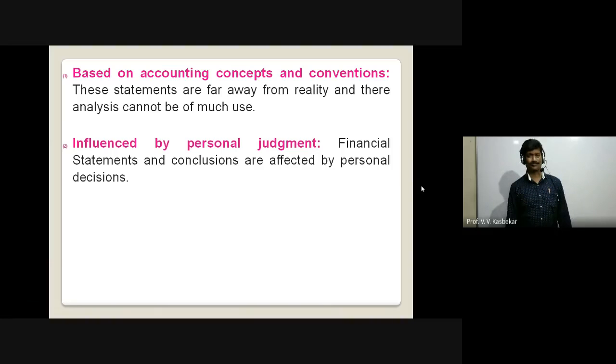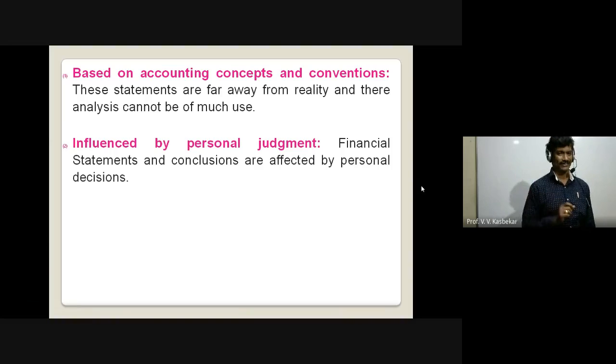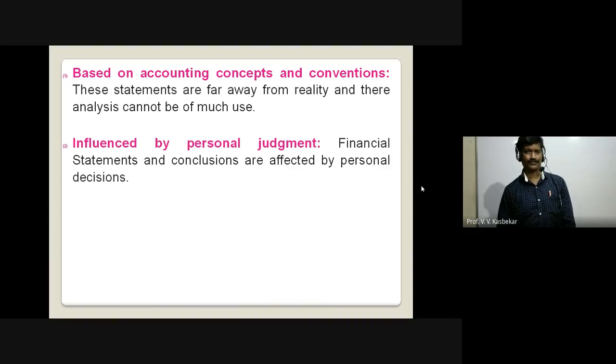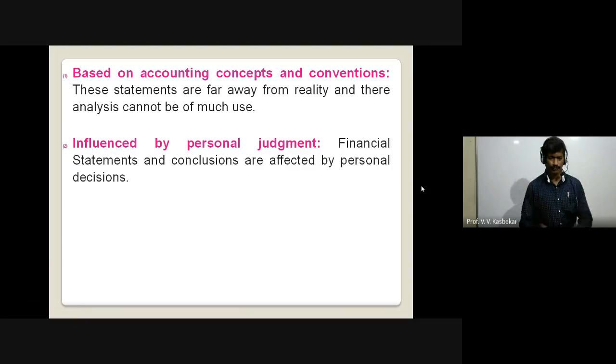इन्फ्लुएन्स बाय पर्सनल जजमेंट. Financial statements and conclusions are affected by personal decisions. It differs from person to person. Suppose one person is making analysis of that financial statement. He may assume that the profit of this year is less. He may not consider all those facts. But a second person may consider all those facts and can say that no, the profit is good. It is increased if it is compared with previous year. It may happen, and that is why it depends upon decisions of person to person or thinking of person to person. इथं व्यक्तिगतरित्या जे काही निर्णय असतील त्याचा प्रभाव इथं या स्टेटमेंट्सवर इथं पडत असतो, आणि त्यामध्ये काय होतं, मग अनालिसिस जे आहे, विश्लेषण जे आहे, त्यामध्ये फरक पडत जातो. म्हणजे व्यक्ती पर व्यक्ती याच्यामध्ये फरक पडला जाऊ शकतो.